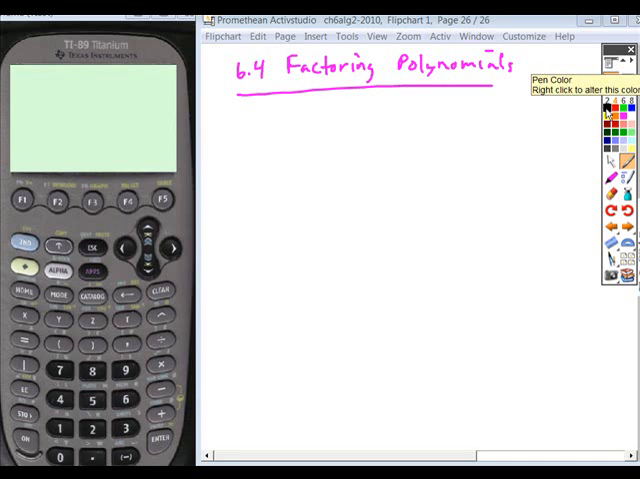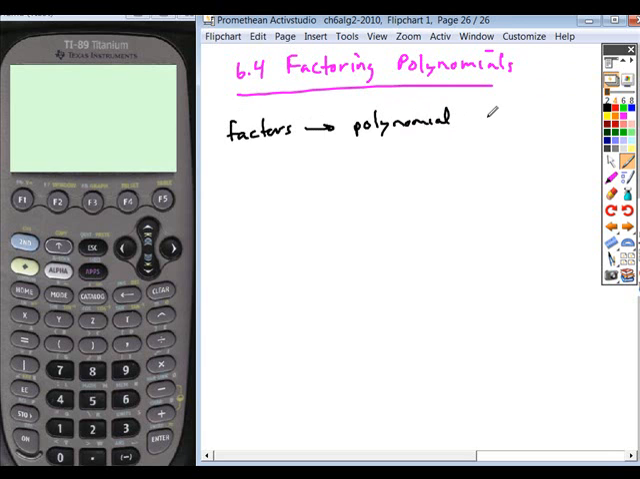All right, so when you move from factors to a polynomial form, which is what we just did, what command will you use on your calculator for that? Expand, right? So what we just got done doing was using the expand command to move from factors into polynomials.